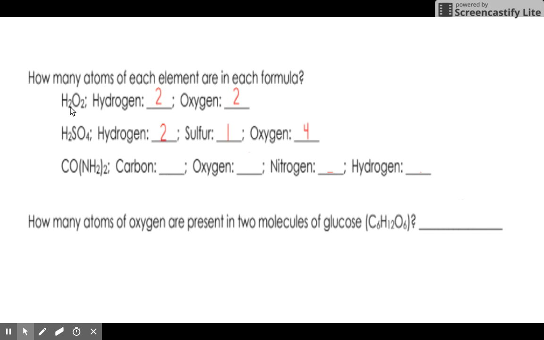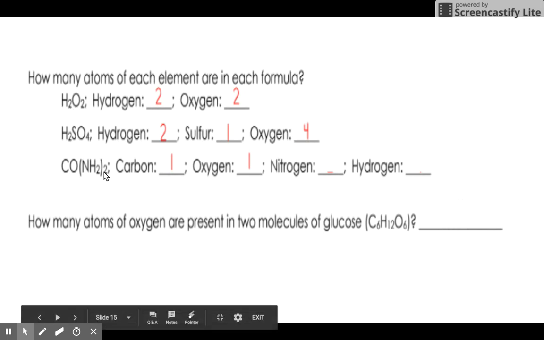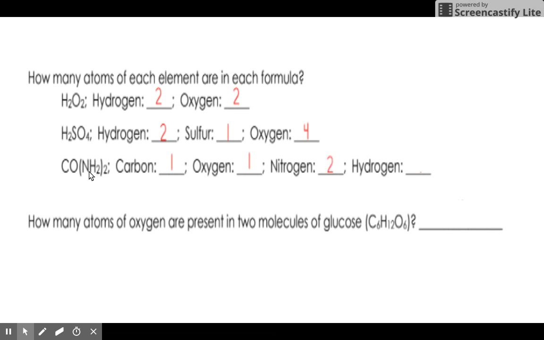So carbon has 1. Oxygen has also 1. Nitrogen is the tricky one because you have to multiply 2 by the 1, which still makes it 2. And hydrogen will be 2 times 2, which makes that 4.